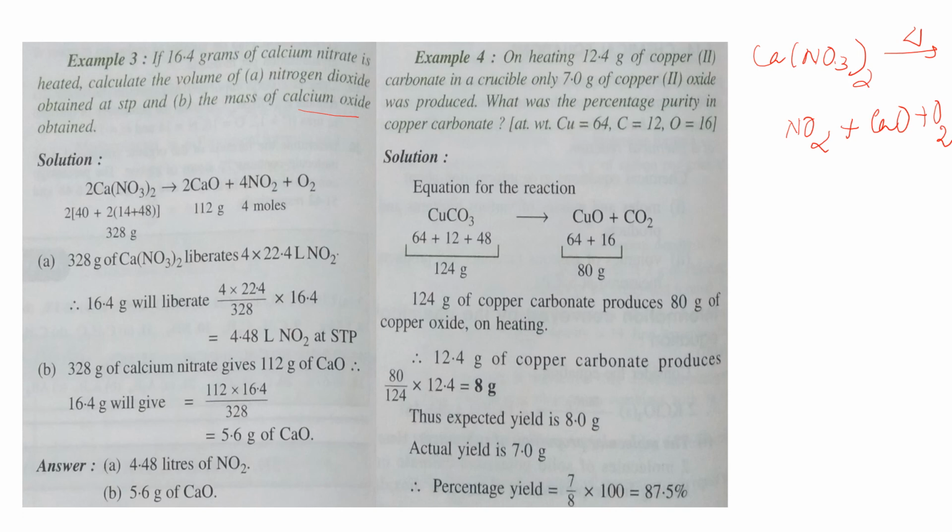Now first you have to write the equation. Second, you have to balance it. Now see whether this equation is balanced or not. So it is not balanced. First of all, balance it. 2Ca(NO3)2 gives you 4NO2 plus 2CaO, plus O2. After writing this, you have to write the molecular mass of each one. And which one is the gas? You can write down 22.4 liters. Now, if we calculate, it is coming 328. Now this is your 4 moles, that means 4 into 22.4 liters because it is a gas.